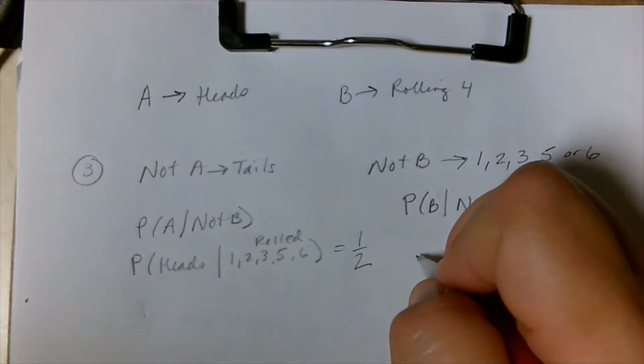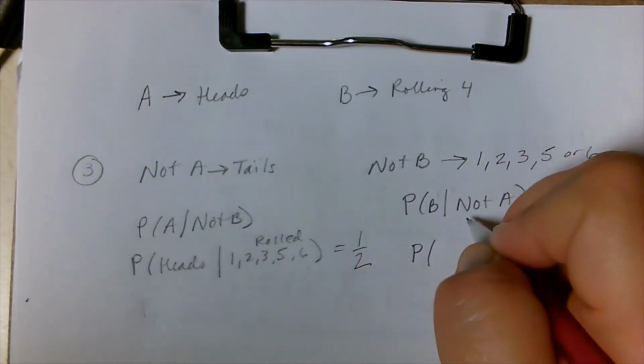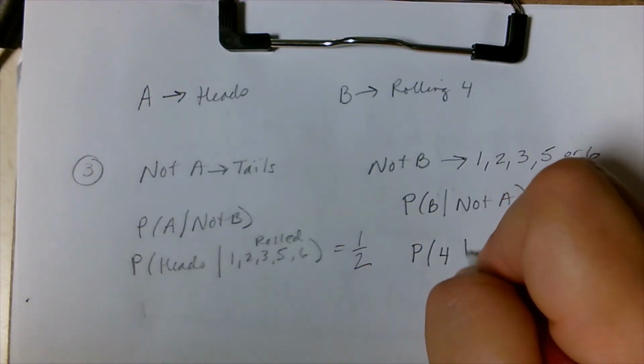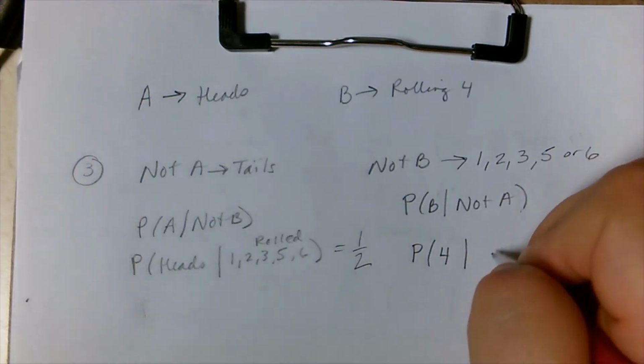Okay, the probability of B, which is rolling a 4, given that I didn't get heads, I got tails.